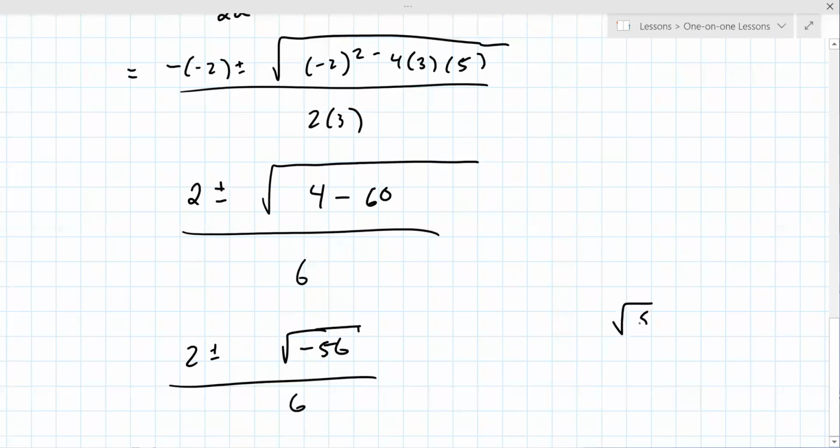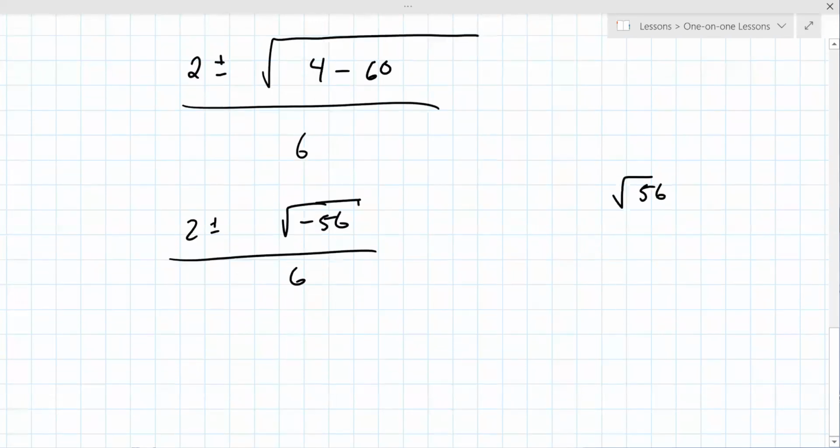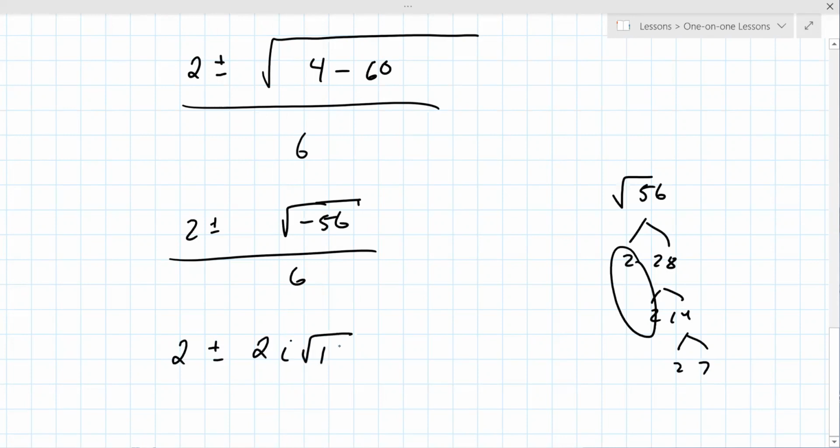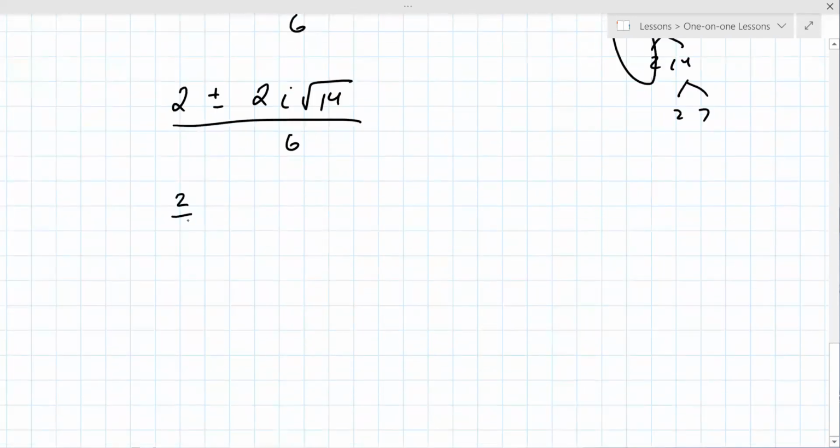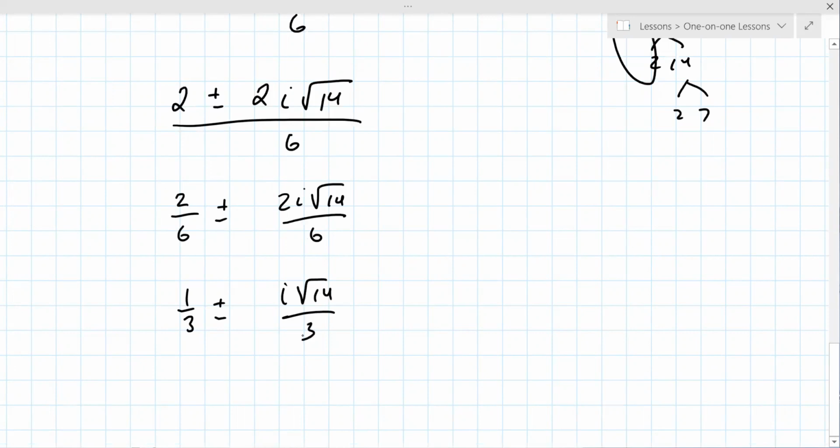So the square root of 56 breaks apart into 2 and 28, 2 and 14, 2 and 7. So some 2's come out. You get 2 plus or minus 2i square root of 14 all over 6. Divide both of these by 6. So you get 1/3 plus or minus i square root of 14 over 3. Those are your 2 answers for that.